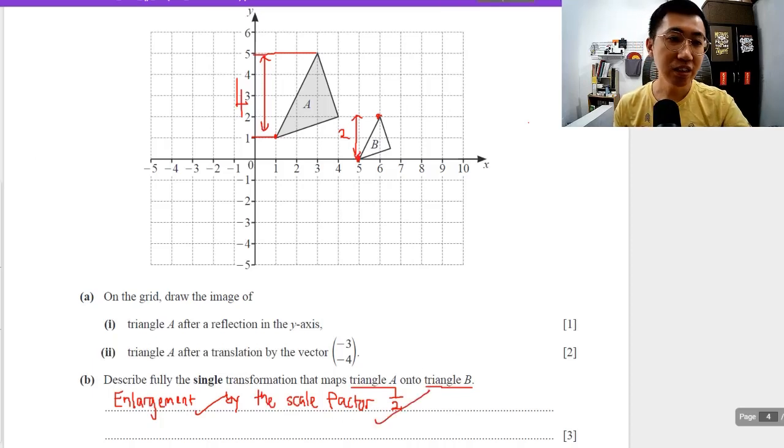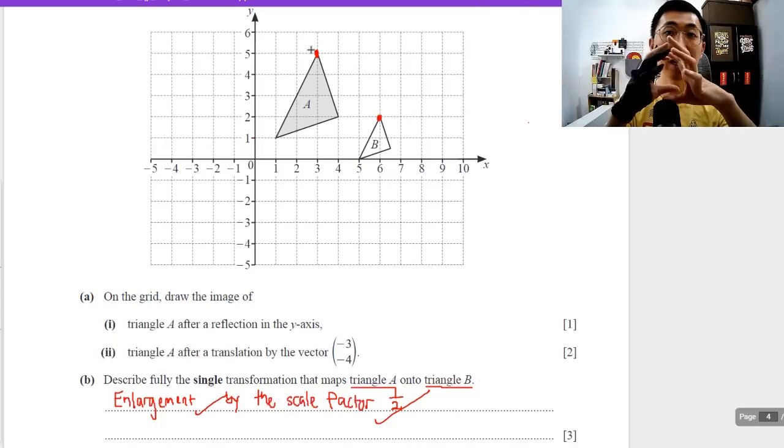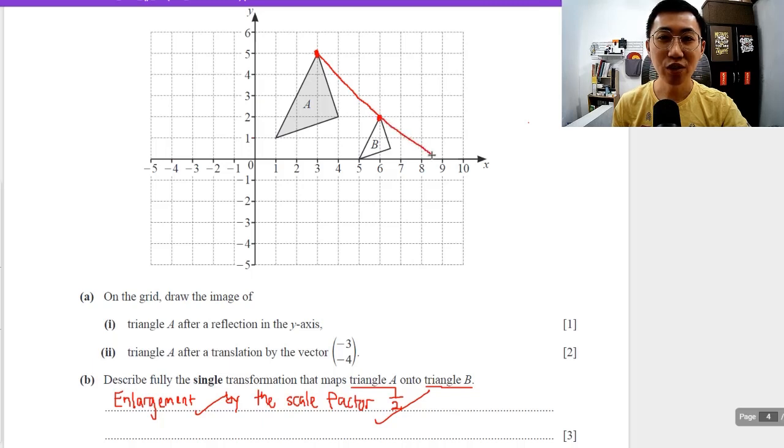Alright, now here's the tricky part. You will need to use a ruler to trace your center of enlargement. So let me prepare this. Okay, now obviously this vertex or this corner has become this corner via your enlargement scale factor half. So you need to use your ruler, right? Try to join from vertex to vertex. So teacher is trying my very best to make it straight for you. Okay, obviously it's not straight already.